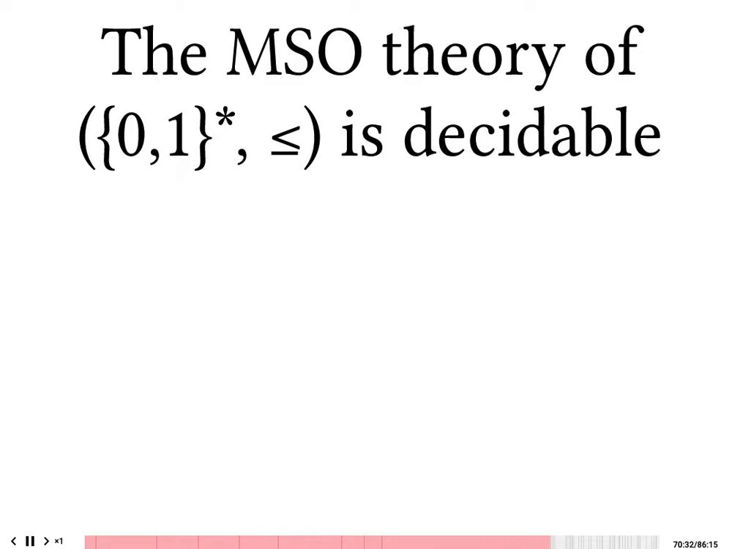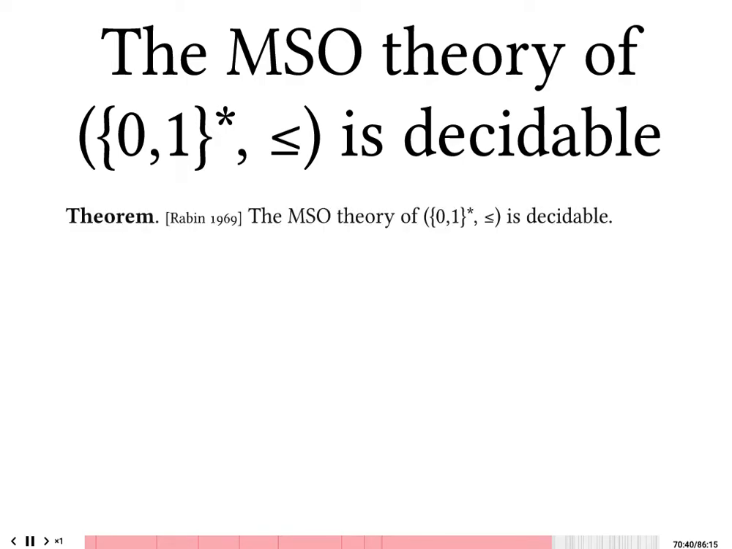Consider the structure where the underlying set is also ordered, but now it is not totally ordered. You can think of it as a tree. I will explain why in a moment. And Michael Rabin proved that the MSO theory here is decidable and that there are corresponding automata.